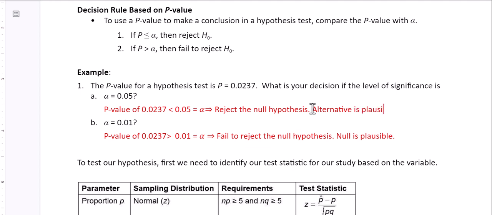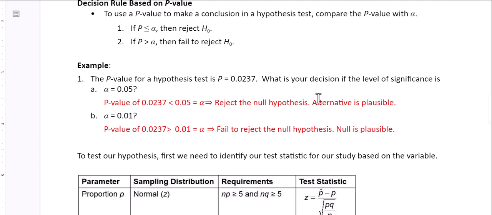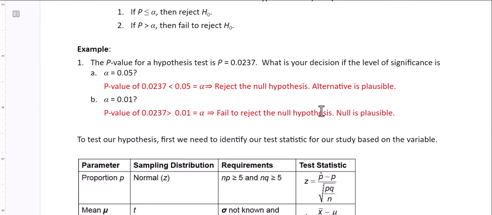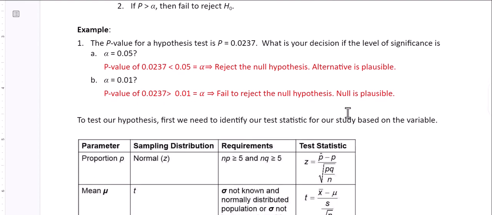There's high evidence that the null hypothesis, when you reject the null, that means the null is not true. You have enough evidence to say that you can reject whatever the null hypothesis is, which likely means the alternative can happen. When you fail to reject the null, that means that the null is plausible.